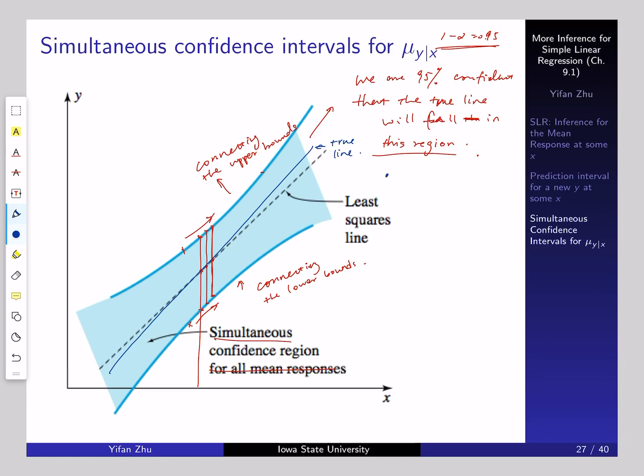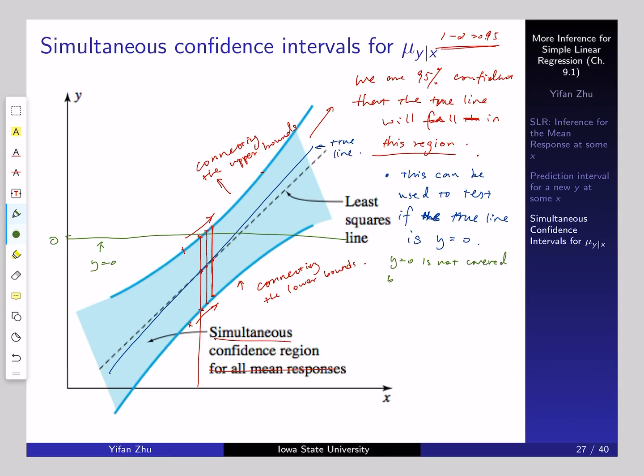And therefore, this can be used to test if the true line is, for example, y equals 0. Okay. In this case, let's say this is 0 here, then y equals 0 is this line. So you can see that y equals 0 is not covered by this region.